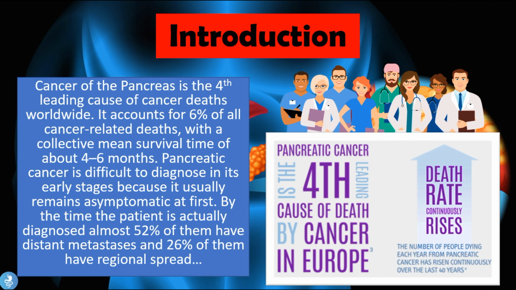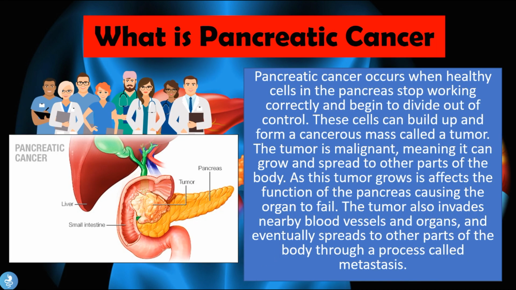So now let's take a closer look at what pancreatic cancer actually is. So what is pancreatic cancer? Pancreatic cancer occurs when healthy cells in the pancreas stop working correctly and begin to divide out of control. These cells can build up and form a cancerous mass called a tumor. The tumor is malignant, meaning it can grow and spread to other parts of the body.